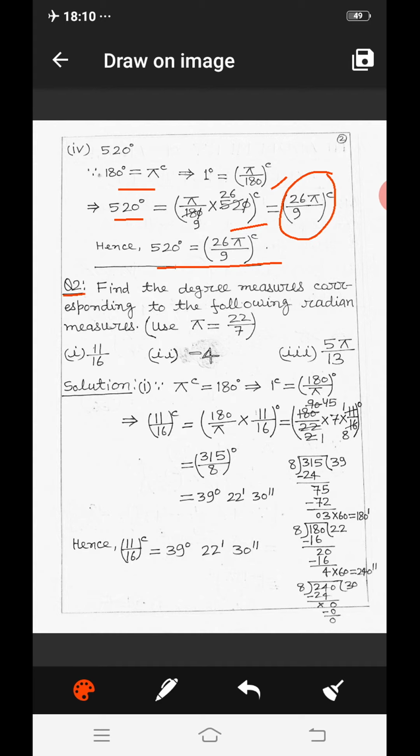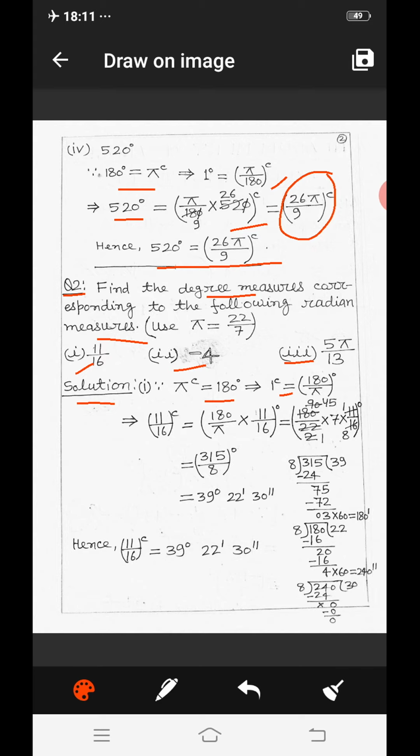Question number 2: find the degree measures corresponding to the following radian measures. Use pi is equal to 22 by 7. First part is 11 by 16 radian, second part is minus 4 radian, and third part is 5 pi by 3 radian. For solution, dear students, we know that pi radian is equal to 180 degree. Therefore, 1 radian is equal to 180 by pi degree.